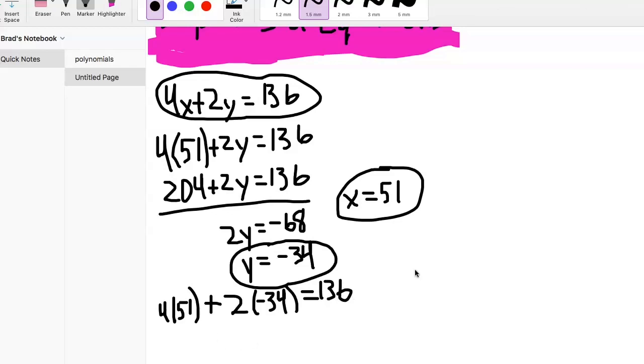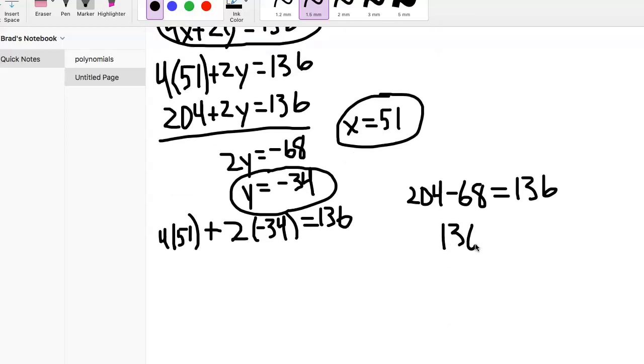4 times 51, I'm just going to write it over here to make sure I have enough room, was 204. 2 times negative 34 is negative 68. Should equal 136. And when I subtract 68 from 204, what do you know? It equals 136. That's how you check it at the end. 136 equals 136. These take a little bit of time.